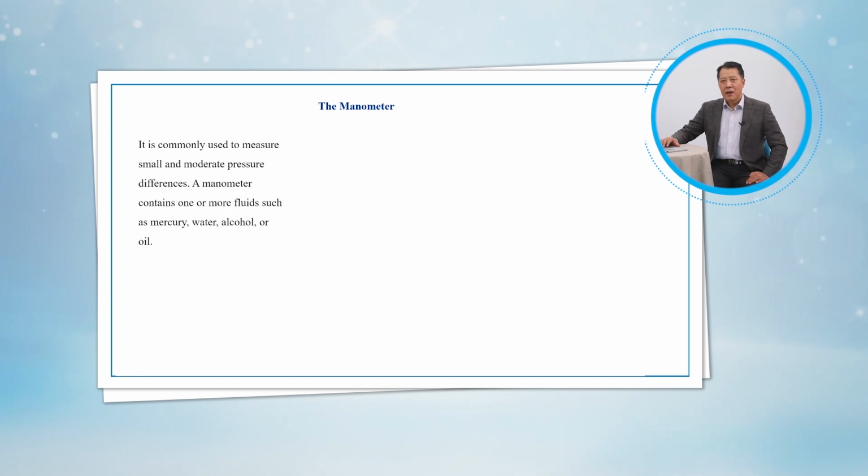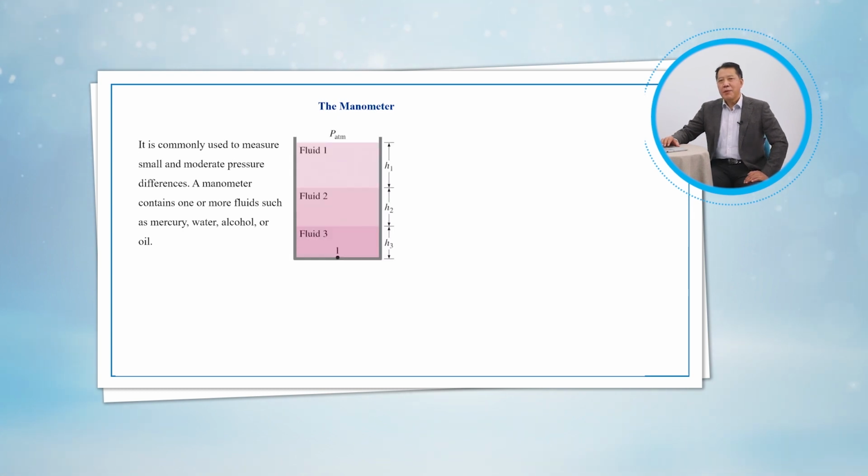The topic of this subtask is about the manometer. An elevation change in a fluid at rest corresponds to this value, which suggests that a fluid column can be used to measure pressure differences. It is commonly used to measure small and moderate pressure differences. A manometer contains one or more fluids such as mercury, water, alcohol, or oil.